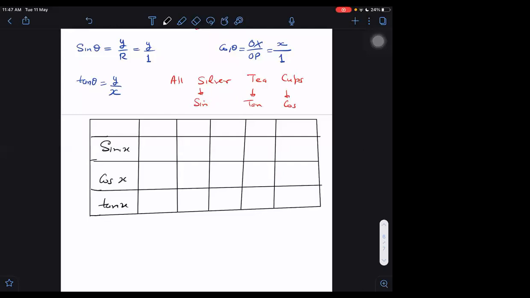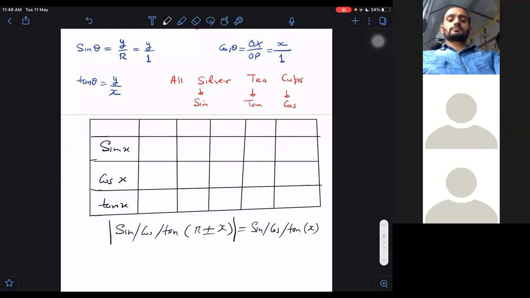In order to answer these questions which I will be asking you, you just learn the formula that sine or cos or tan, any of these values, if I add pi plus x or pi minus x, then the trigonometric ratio doesn't change. Sine will remain sine, cos will remain cos, tan will remain tan, and magnitude wise, take mod. Magnitude wise, these will be equal.